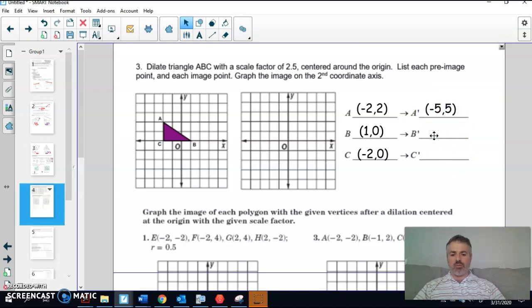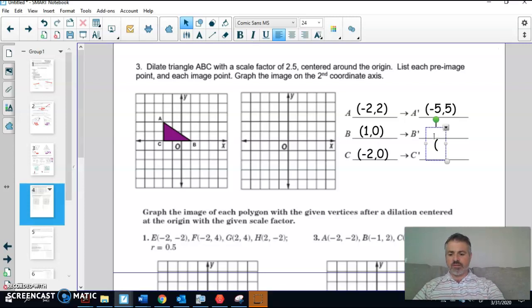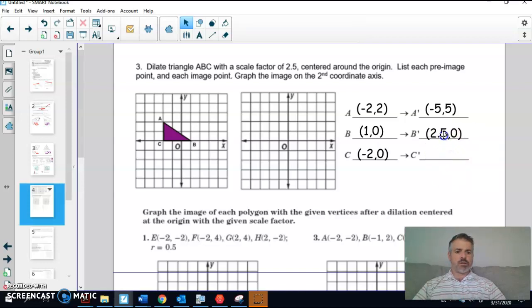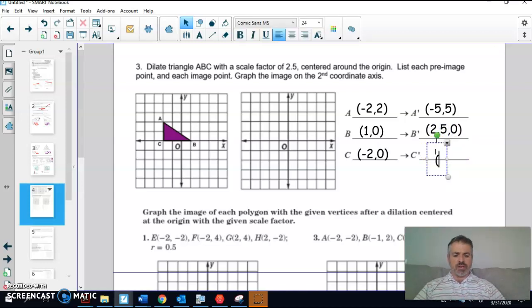B is going to be at what? 2.5, comma 0, when I multiply each of those times 2.5. Then on this one, this would be at negative 5, comma 0. So I've got my image points. All I've got to do is graph them now.